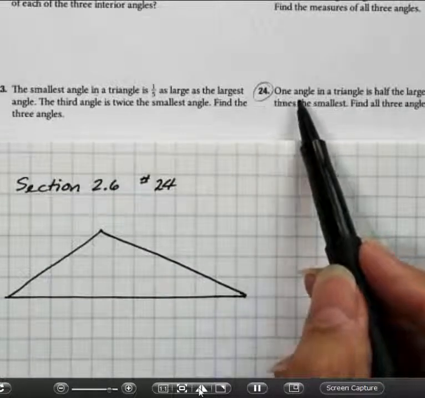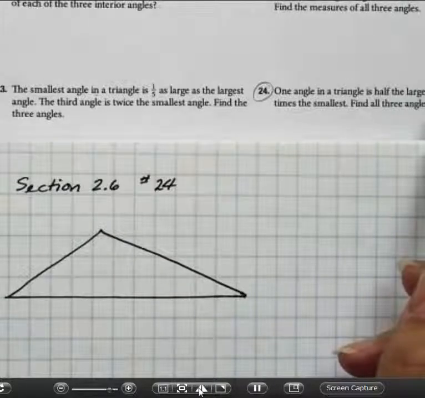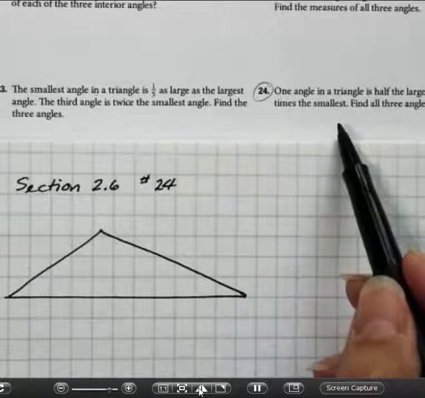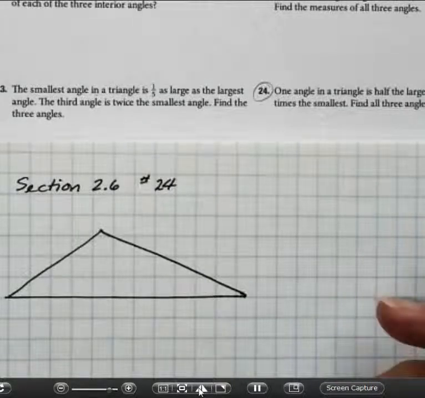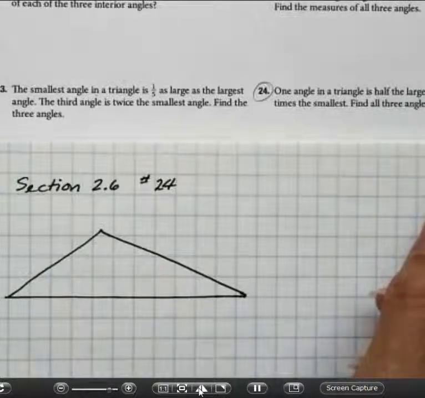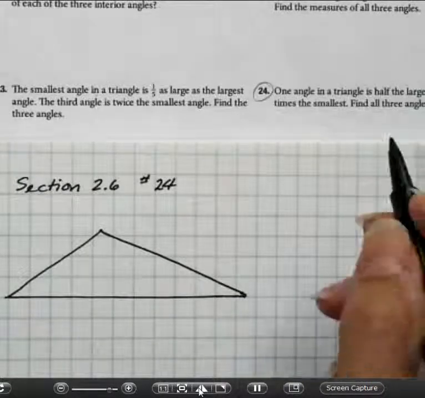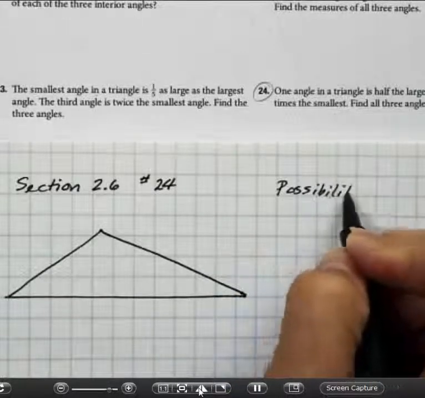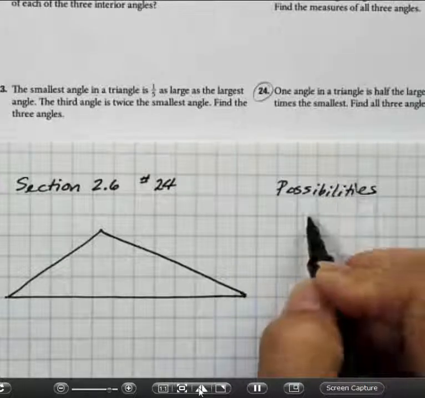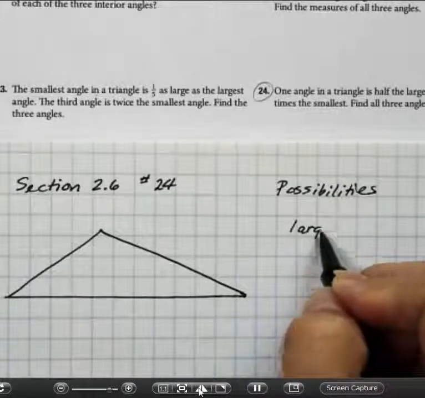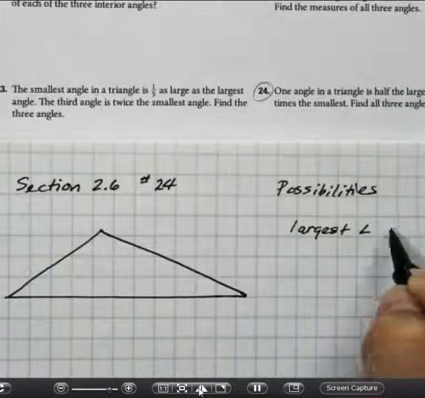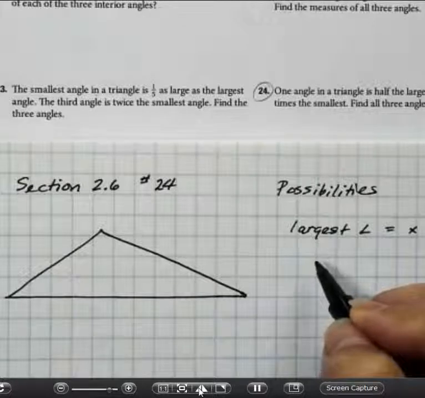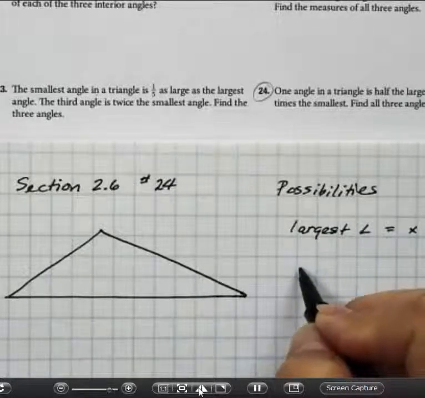First of all, we look at one angle in a triangle is half the largest. So the first thought that comes to my mind is that maybe I want to make the largest angle x, and the next angle x over 2. So let's just look at these possibilities. The first one is to make the largest angle, and I'm going to use a little symbol here that means angle, is x. And then the other angle, we'll call it the middle angle.